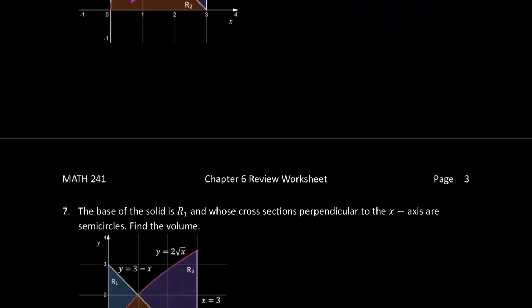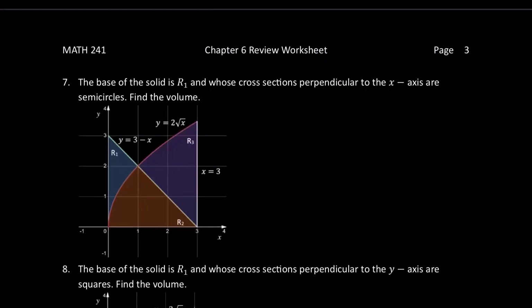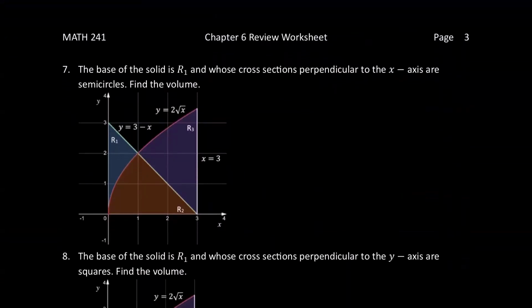Okay, so first is about the cross-sectional method. All right, so again, the base will be these 3 regions. Okay, we practice. Number 7, the base of the solid is region number 1. And the cross sections perpendicular to the x-axis, right? So the keyword here, perpendicular to the x-axis.